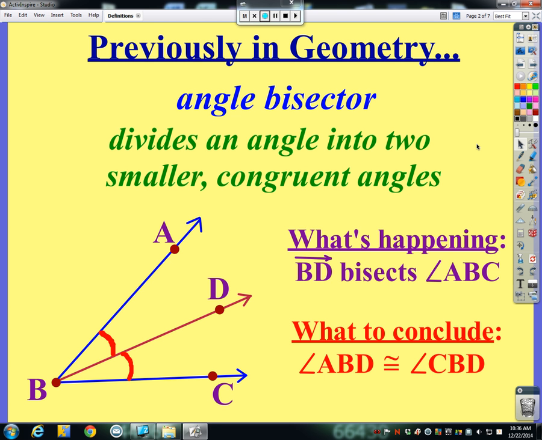So first off, an angle bisector. All right, angle bisector just divides an angle into two smaller congruent angles. So our bisector was usually a ray, could be a segment, shoot, it could even be a line, doesn't matter. Typically it was a ray, but it goes right down the middle so that we create two smaller congruent angles.